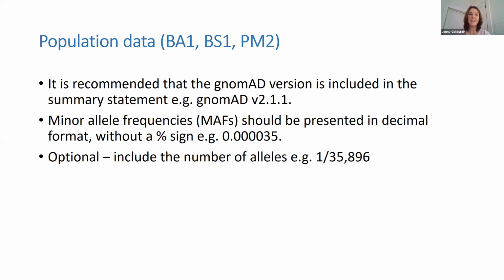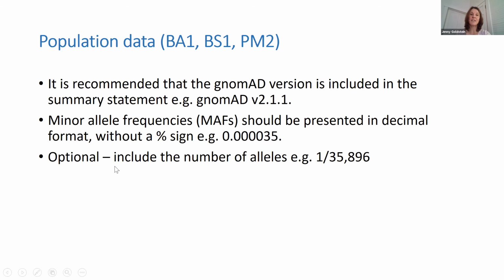So for population data, some of our recommendations are to make sure that you include the version number of gnomAD that you're using, or whichever other data source if you're not using gnomAD. We suggest that any minor allele frequencies should be presented in a decimal format without the % sign. And one of the reasons for this is the decimal format is how this is presented from gnomAD within the VCI, and certainly errors could be made if you are converting to a %. So the recommendation is really just to use it as shown within the VCI from gnomAD.